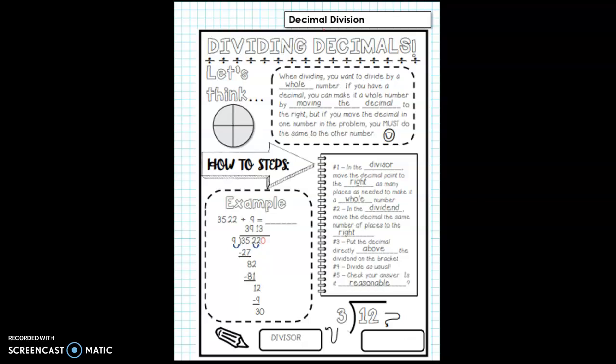So remember, 3 is our divisor. 12 would be the dividend in the problem. So in the problem we looked at, 35 and 22 hundredths divided by 9/10, we can think of this as 35 divided by 1. We would get an answer around 35. So this would make the answer of 39 and 13 hundredths would make sense for this problem.